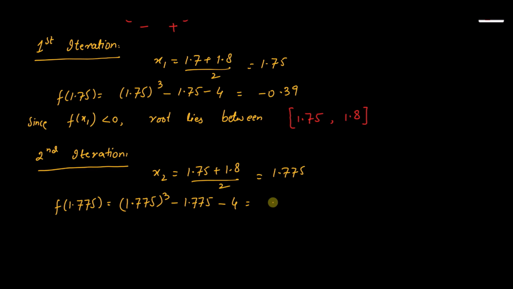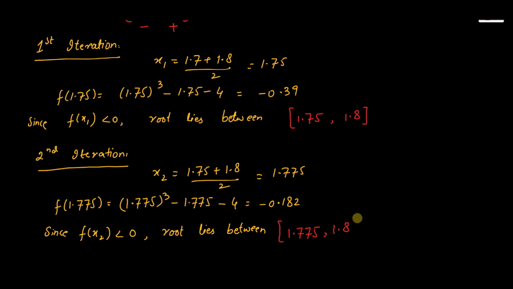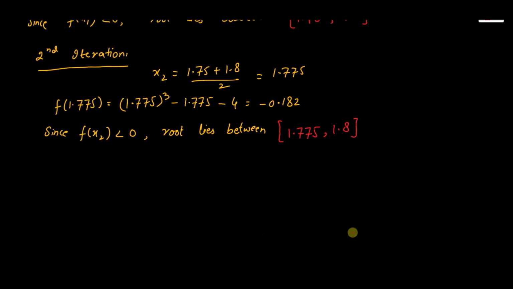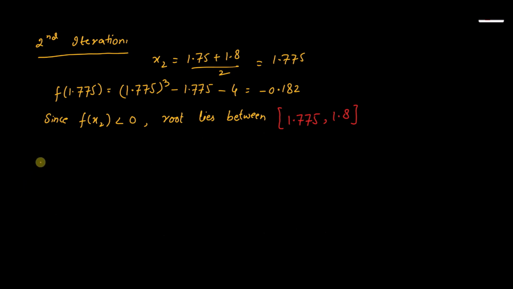So the answer would be negative of 0.182. Since f of x2 is less than 0, the root lies between, and we need to update on the negative side. So this is 1.775, 1.8. That is our updated interval. So we go for more iterations. This is the third iteration we are performing.